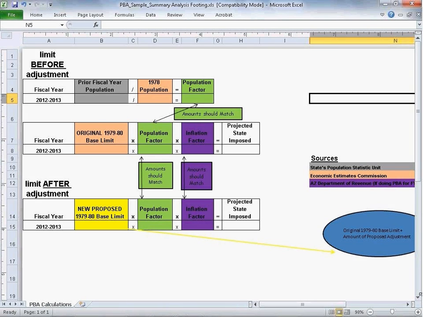Now we will move on to the second table of the worksheet, which is used to calculate the state-imposed expenditure limitation before the permanent base adjustment is applied. Once again, we look to see that the most current AEC, final or preliminary calculated state-imposed limitation for the entity was used to find the correct 1979-80 base year expenditures. This expenditure amount will include the impact of any previous voter-approved permanent base adjustments.